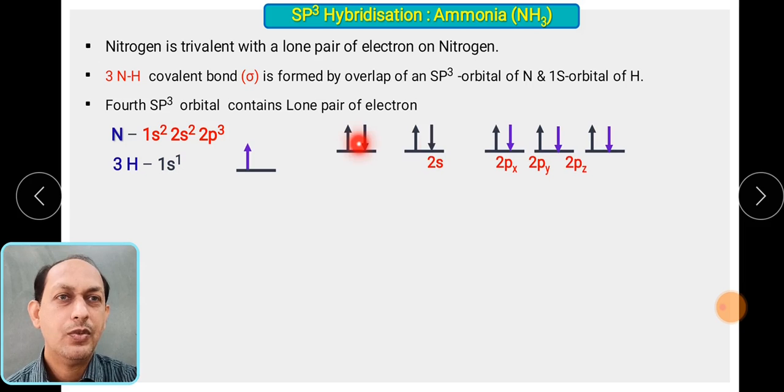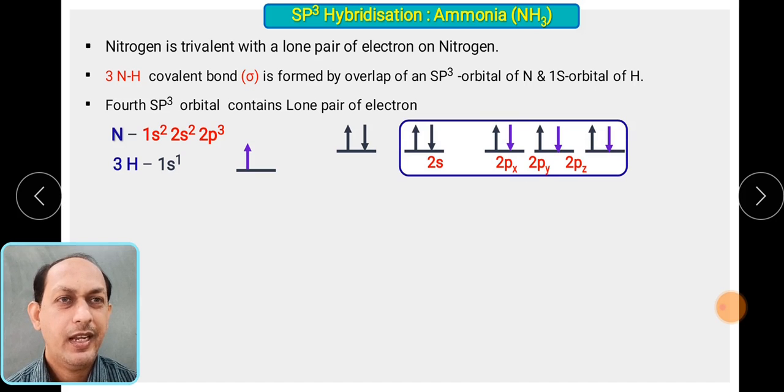So you will observe 1s2, 2s2, 2p3 in the first case. Then 3 hydrogens will now share one of the electrons with 2px, 2py and 2pz, and one of the 2s and 3 2p orbitals have equivalent energy, so they will mix together, combine together, and they will form the 4 new sp3 hybrid orbitals which have equivalent energy.